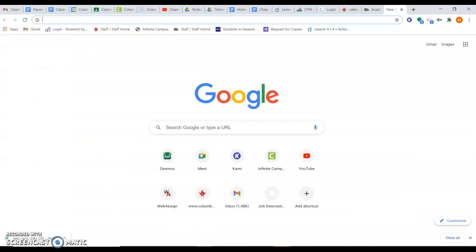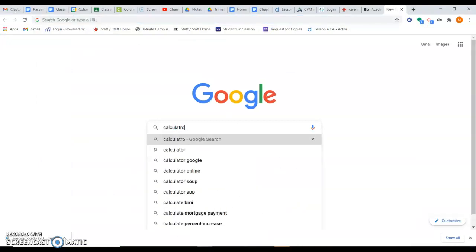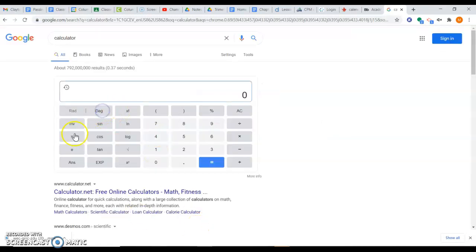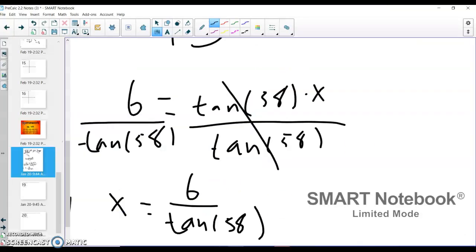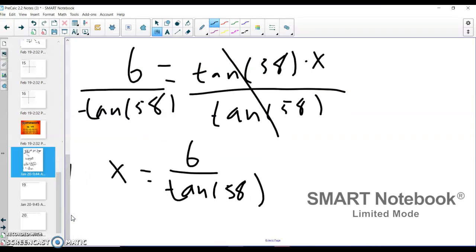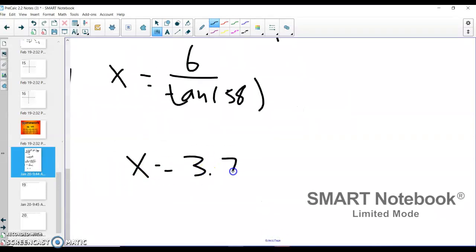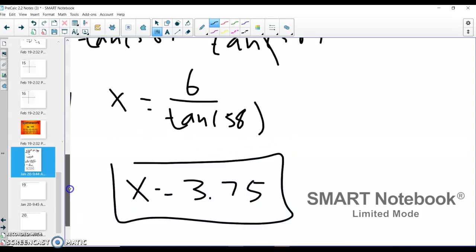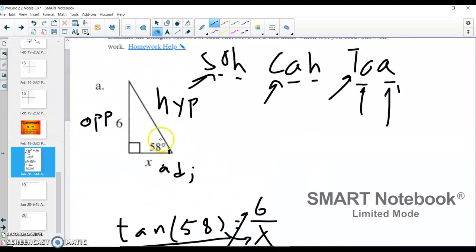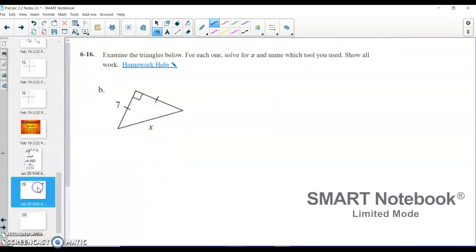If I go to a calculator, just a Google calculator, I'm going to make sure that I'm in degrees, because we're working with 58 degrees. I'm doing 6 divided by the tangent, that button on your calculator, tan of 58, and that gives me an answer of 3.749. I'm going to round that to 3.75. So my answer here is x equals 3.75. So we used trigonometry there because I had an angle, a side I know, and a missing side of a right triangle.